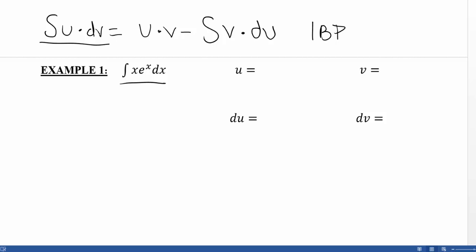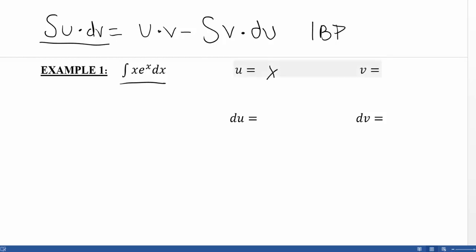We always pick our u first. So we have two functions, x and e to the x. When we pick our u, we want to pick something that becomes simpler mathematically when you take the derivative. So think about x. If you take the derivative of x, you get 1. A constant is simpler than a function, so that's a good candidate. And if we look at e to the x, the derivative of e to the x is e to the x. That's not any simpler. It's exactly the same. So here, we're going to pick our u to be x.